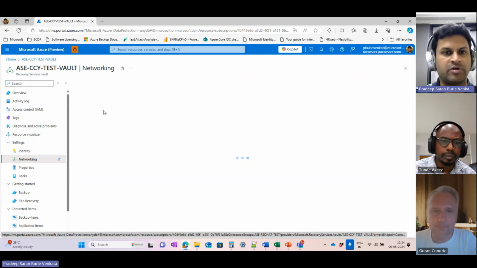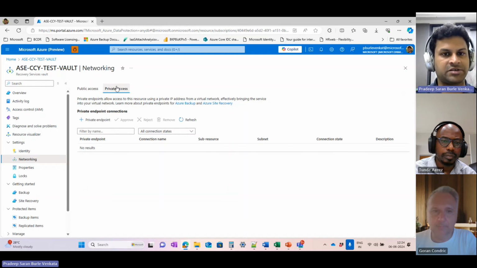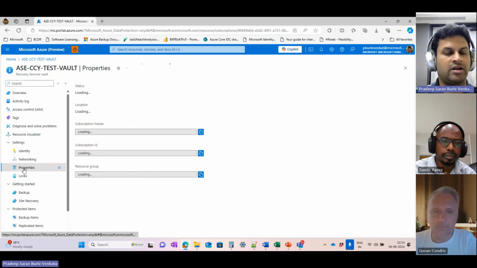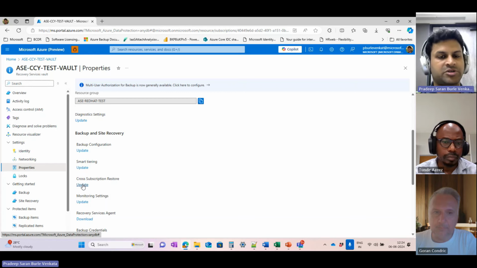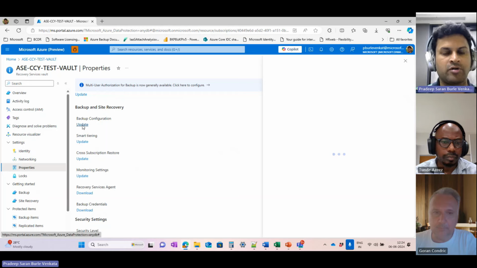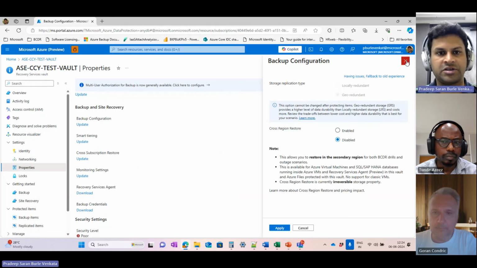We spoke about some of the networking capabilities, like private endpoint support. You can choose whether you want public access or private access. You can create your private endpoints from the Recovery Services Vault. And if you go to properties, this is where all the vault capabilities come in, right? So you can do cross subscription restore and cross region restore. And you can also do backup configuration, some capabilities around cross region restore, that is something you can do.